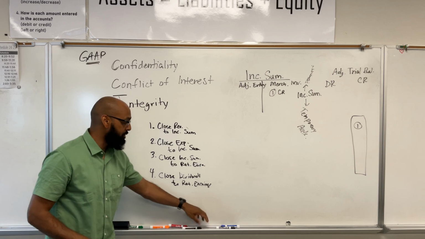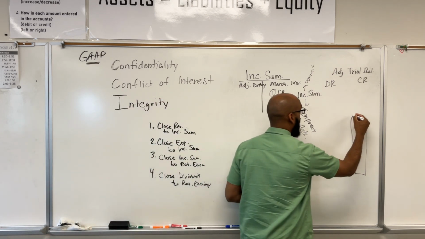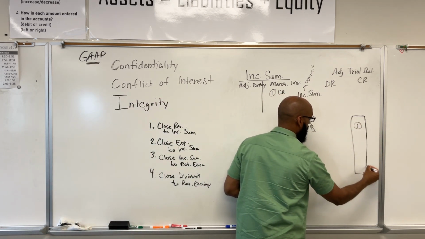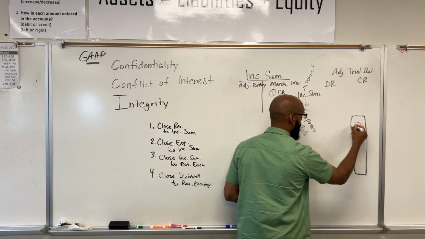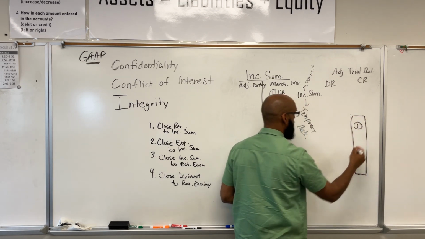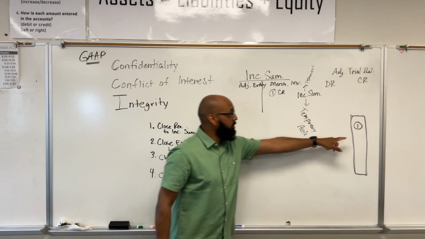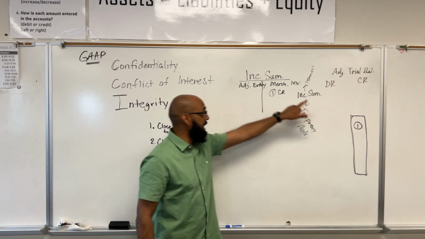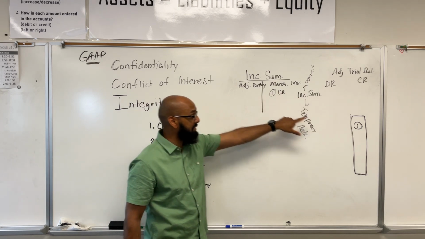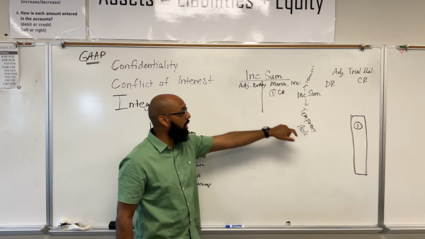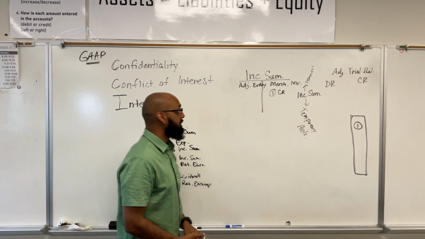Your first closing journal entry is going to set all of these accounts that have normal credit balances on your adjusting journal entry back to zero, and that's your first closing entry. So you would be debiting these accounts and crediting income summary for the sum of these accounts in order to close them and set them back to zero.